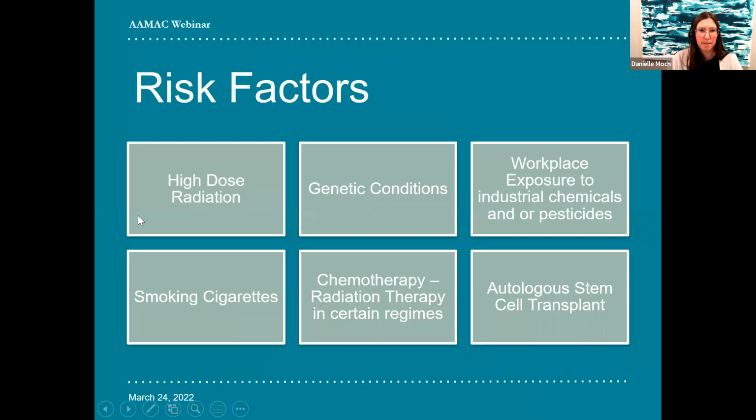Some risk factors for developing it can include high dose radiation, whether that's treatment based or maybe the location of where you live. Some genetic conditions can cause this, as can workplace exposure, as I mentioned earlier, to industrial chemicals or rubber and benzenes and things like that. Smoking cigarettes is definitely a risk factor. There are certain chemo and radiation therapy regimens that we give for other types of cancer that can increase the risk of MDS, although this is quite rare. And if you've received an autologous stem cell transplant, which basically means you had a transplant with your own cells that we put back into you, that can be a risk factor for developing MDS as well.